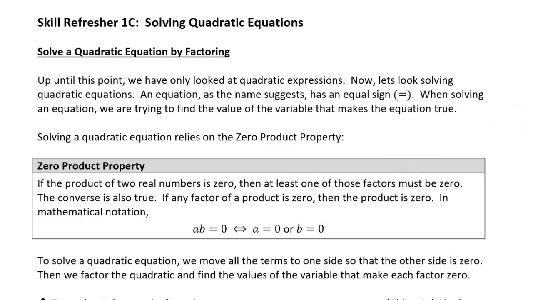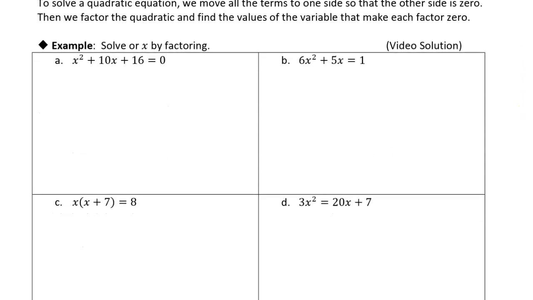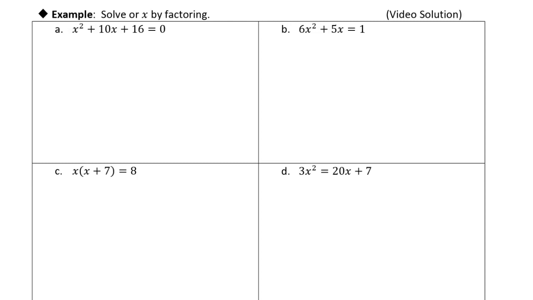So let's take a look at these examples. The first thing we're going to do is factor them, and then use the zero product property. So let's factor this quadratic here. Notice I have all of the terms on the left-hand side, and on the right-hand side it's just 0. If we're going to use the zero product property, we have to have some product equal to 0. So I don't need to do anything to this quadratic equation. It's already in the form that I want.